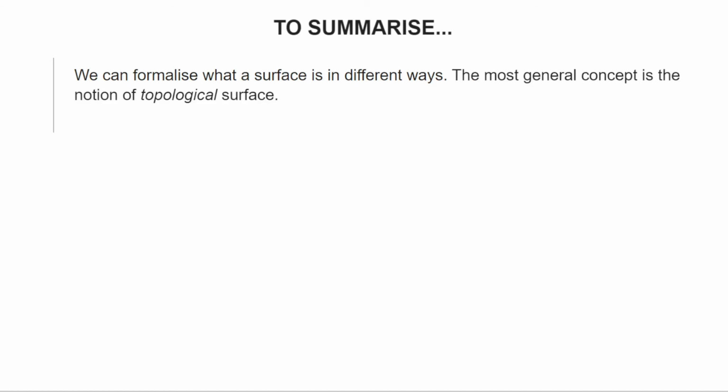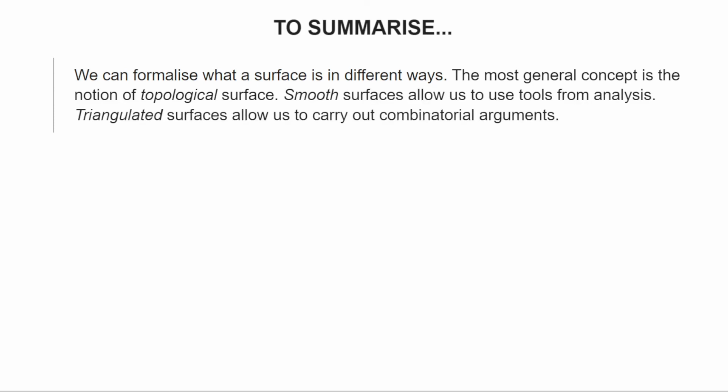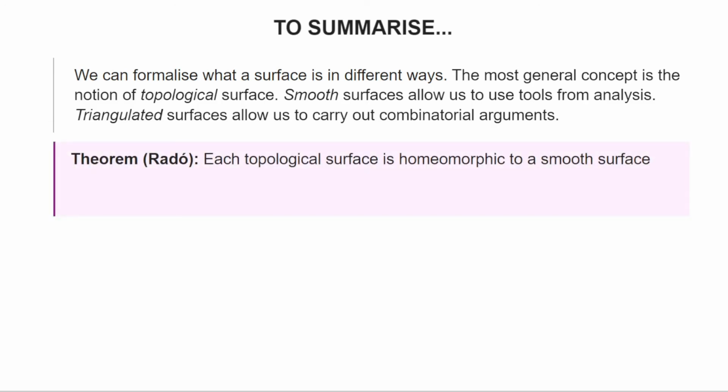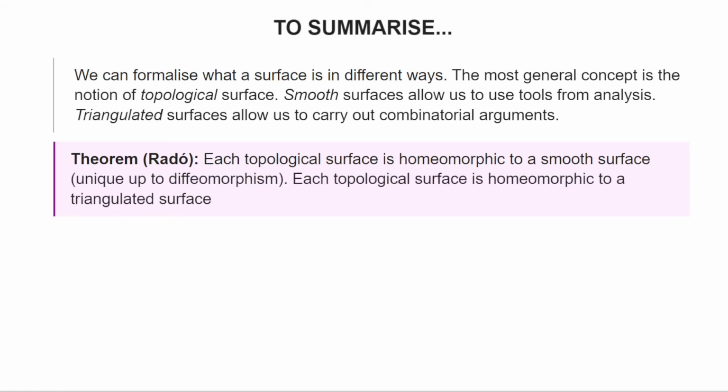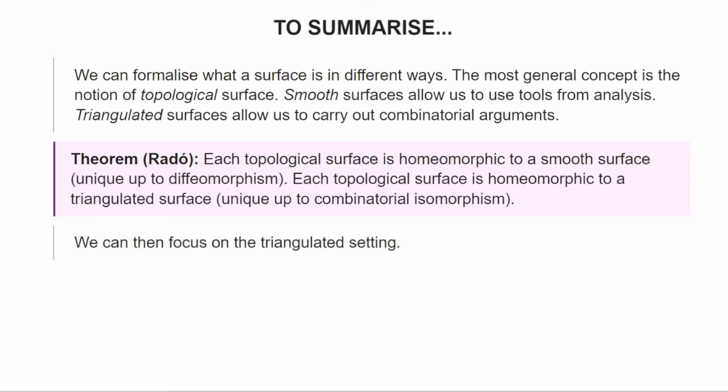Alright, so this second result, lemma B, brings us to the end of the video. Let us summarize a bit what we've said. We discussed three different notions of what is meant by surface. There were topological surfaces, which were the least restrictive ones, and then we discussed also smooth surfaces and triangulated surfaces, which we kind of thought as being extra data on the topological surface. It turns out that there's a theorem due to Radó that allows us to pass from one of these settings to the other. And for us, it's particularly interesting to use this theorem to work in the triangulated setting.